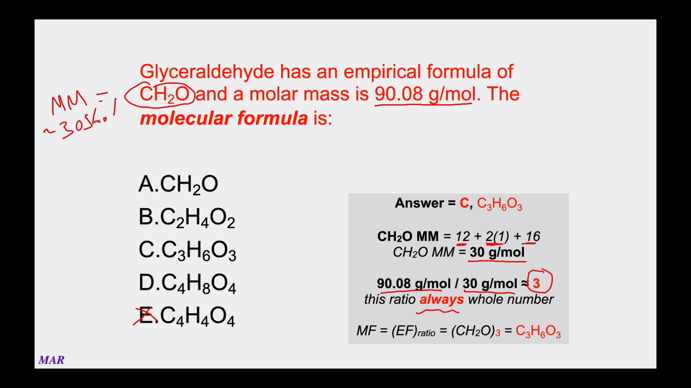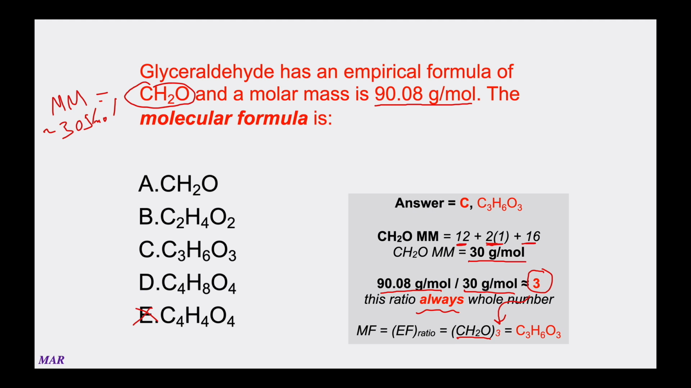So you're going to take your empirical formula and multiply it by 3. So the answer here would be C, C3H6O3. That is going to be the molecular formula. And again, you can go from the molecular formula back to the empirical formula. C3H6O3: if you divide each of those numbers by 3, that's where the CH2O pops in. That's why that is a reasonable answer.